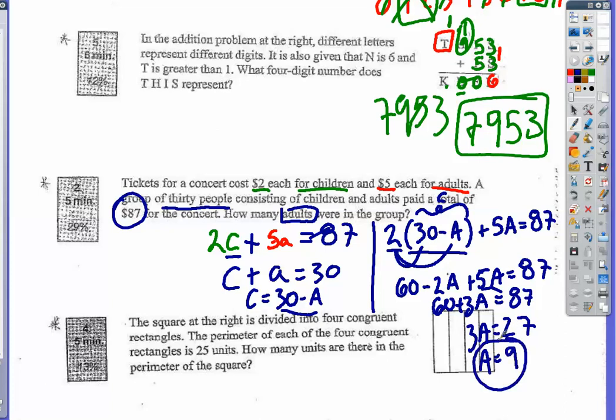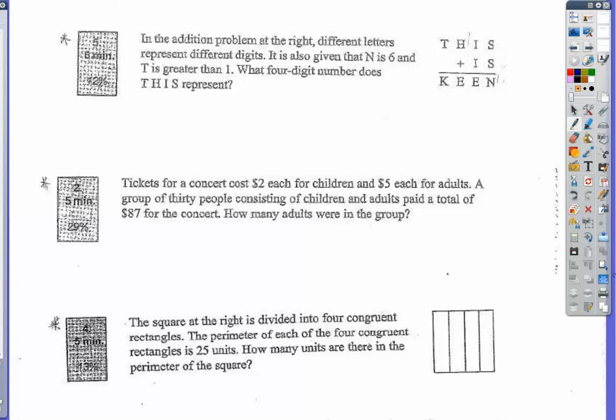All right, finally, this last problem is just like one that we had in a previous competition. We have a square that's divided into 4 congruent rectangles. And we know that each one of these long rectangles has a perimeter of 25. Well, what does that mean? That means that if I have my length plus my width, it is going to be equal to half of 25.